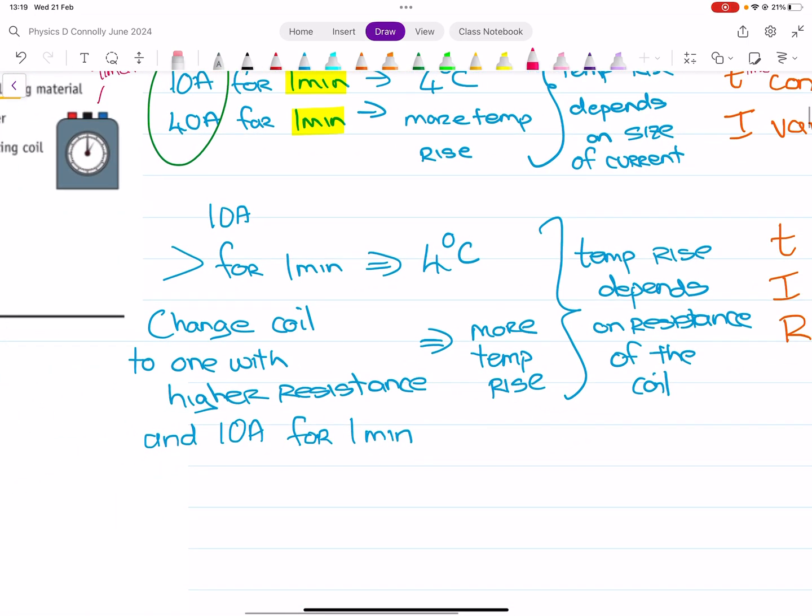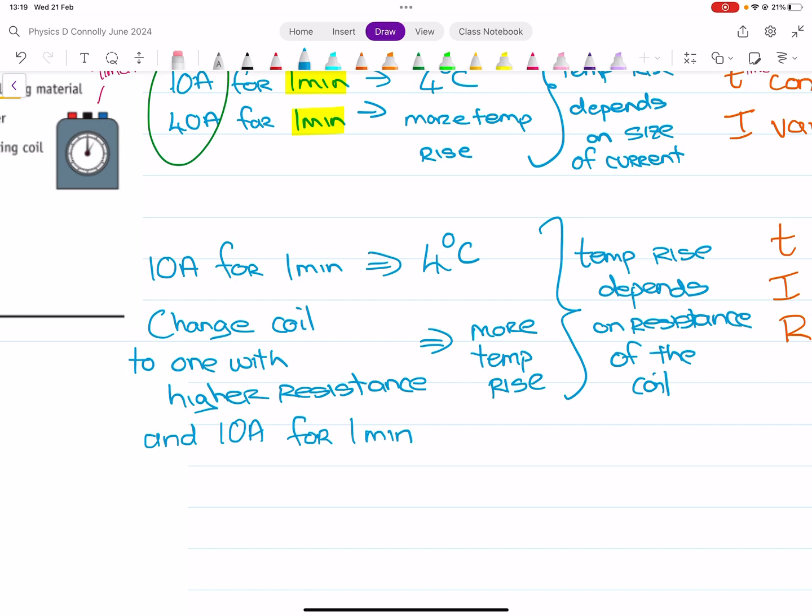And then the last one, you probably guessed it, but the last one we're going to actually change the coil. So you let your 10 amps flow for 1 minute and you get your 4 degree rise in temperature. And then what we do is we change the coil to a coil with higher resistance and you allow 10 amps to flow for 1 minute.